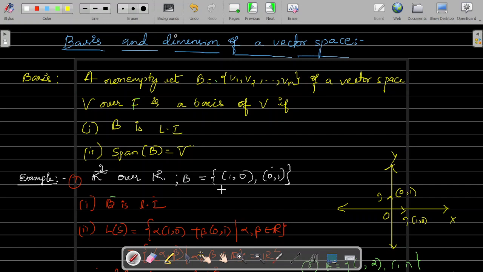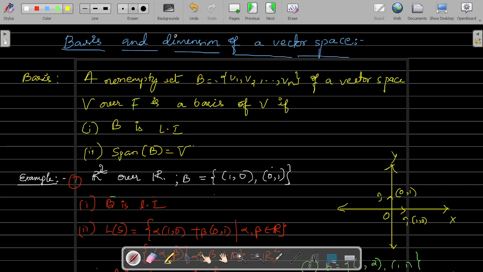I'll give you the set B with the two vectors (1, 0) and (0, 1). You know very well that these two are basic vectors. They are the unit vectors, one in the direction of the x-axis and another in the direction of the y-axis. First we have to check, is this set linearly independent? Any two vectors in R square are linearly dependent if one is a multiple of the other. That's not happening here, so you can clearly conclude B is linearly independent, as these two are in different directions.